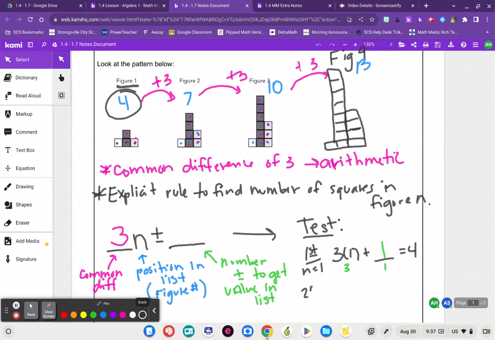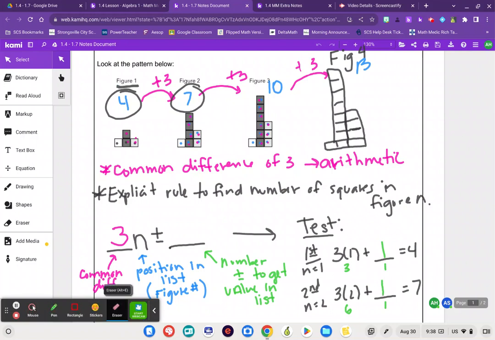I want to test the second figure. Second figure means that n is 2, and in the second figure, I had 7. So 3 times my second figure plus some number should get me 7. Let's test it. 3 times 2 is 6. Hey, 6 plus 1 gives me 7. So this plus 1 seems reasonable. What that means is over here in my formula, I'm not actually going to have the minus. I'm going to have just the plus 1. 3n plus 1 ends up being my formula.